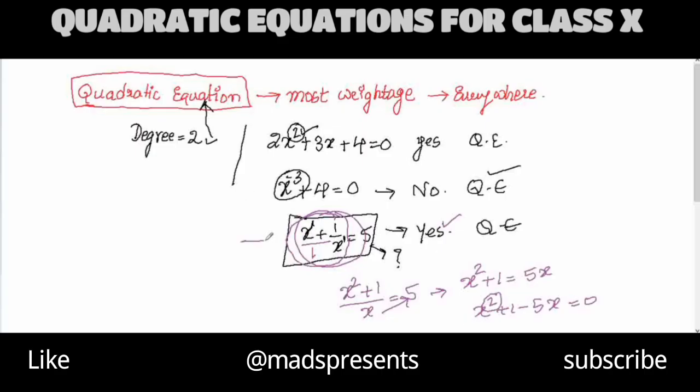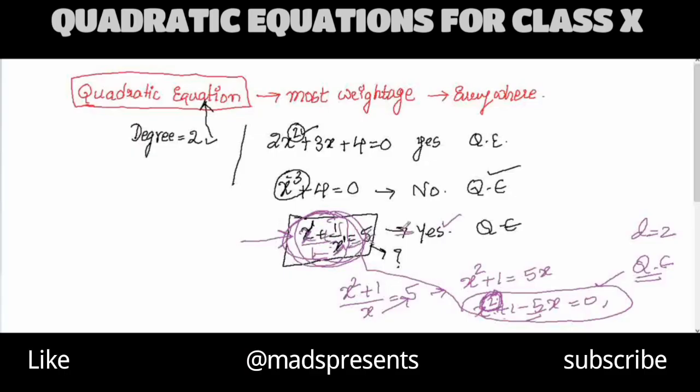Clear? If you see this equation, identifying it is difficult. But after successive solving, you see the final result. These both are same: x square plus 1 minus 5x equal to 0 can be written as x plus 1 by x equal to 5. Looking a little complex, but after solving we get the x square plus 1 minus 5x form. If you observe, the highest power is 2, so we can say it is a quadratic equation. We already know for a quadratic equation the degree is equal to 2. So I can say x plus 1 by x is equal to 5 is also a quadratic equation.